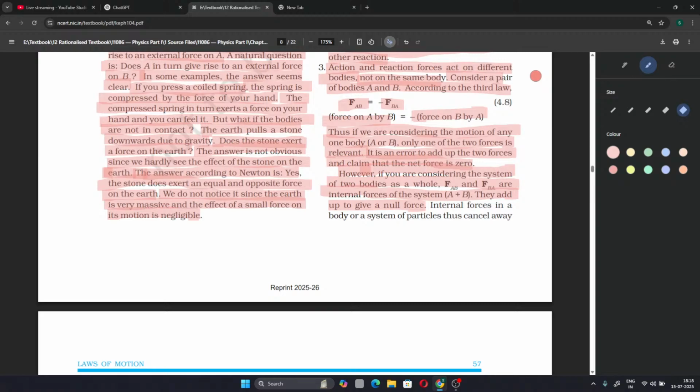Basically, if we consider a system of a part of air, we take a glass chamber. In that chamber, there are air particles. That is one system of ours. In this system, the internal forces we can say are zero. But we cannot say that the force on the entire system is zero.